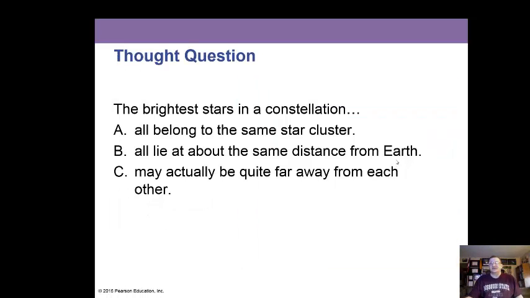Now, throughout the presentations, we're going to do some lessons called Think, Pair, Share. And I'm going to do a little twist on that topic here in the online course. So here's a thought question for you. The brightest stars in a constellation, do they all belong in the same star cluster? Do they all lie at about the same distance from Earth? Or may actually be quite far away from each other? What do you think?